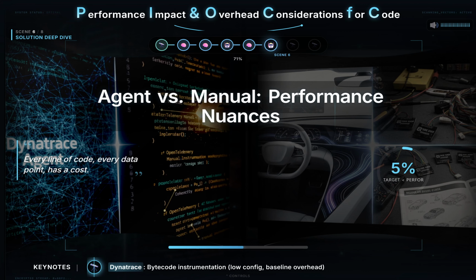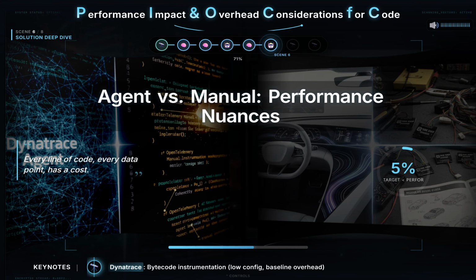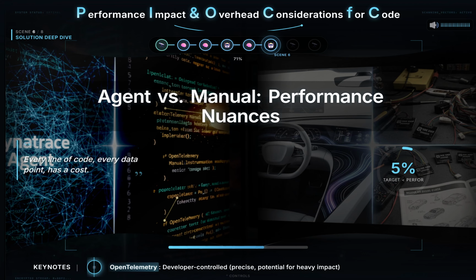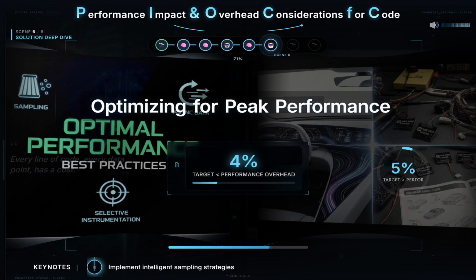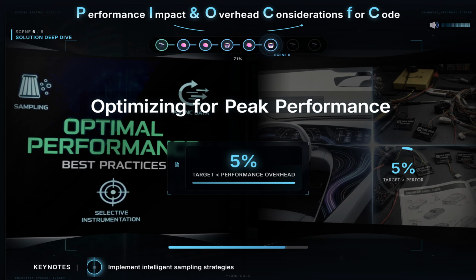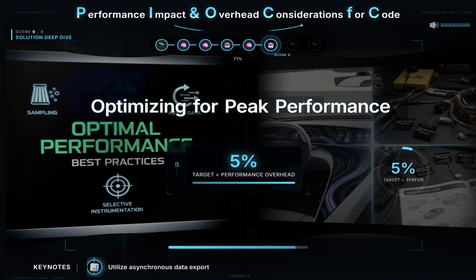The goal isn't to eliminate this overhead entirely. That's impossible. But to understand it, quantify it, and manage it effectively. We want the insights without causing new bottlenecks. You might be thinking, so, how do Dynatrace and OpenTelemetry compare in this regard? Which one hits my application harder? Well, the answer, as often in engineering, is nuanced.